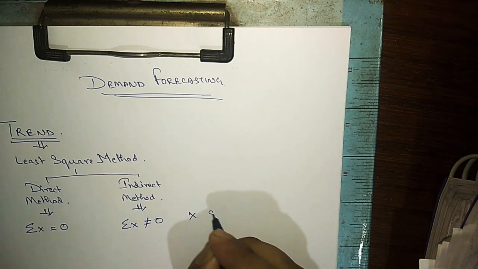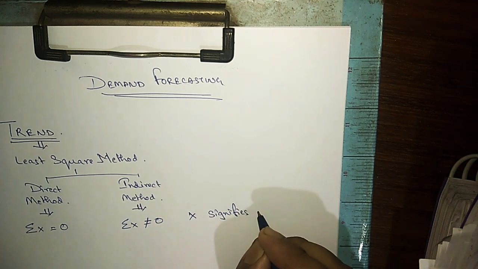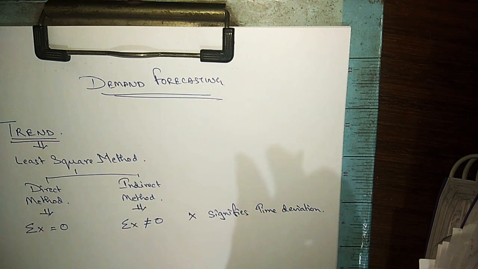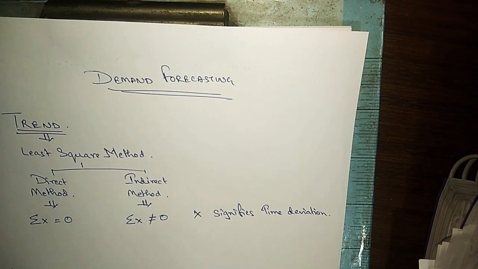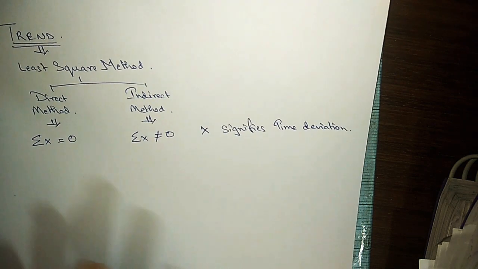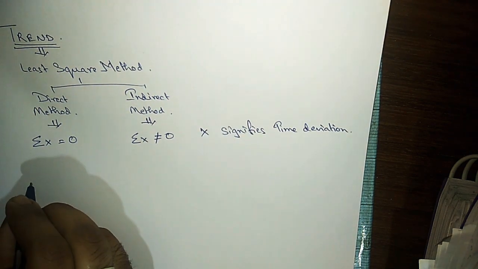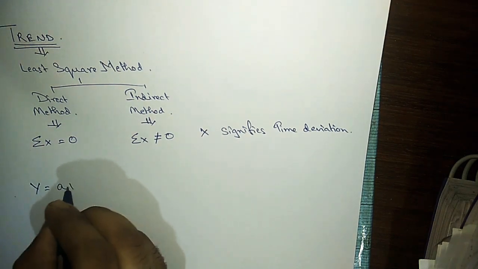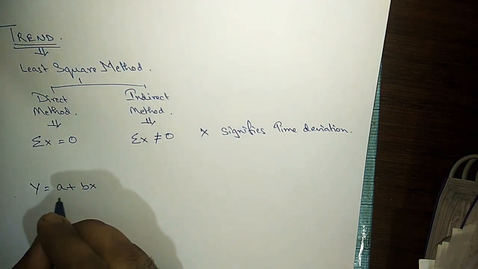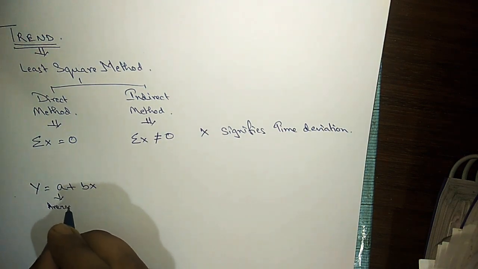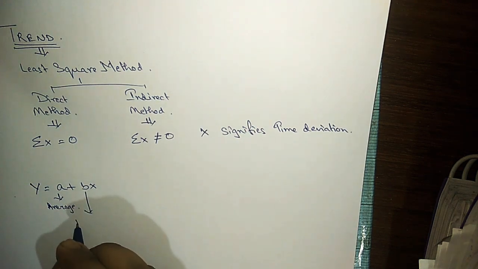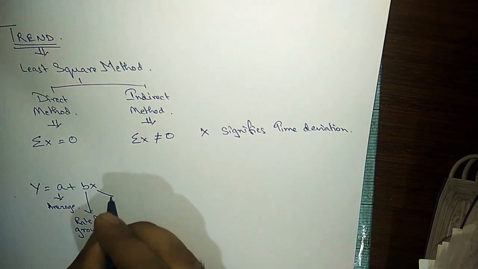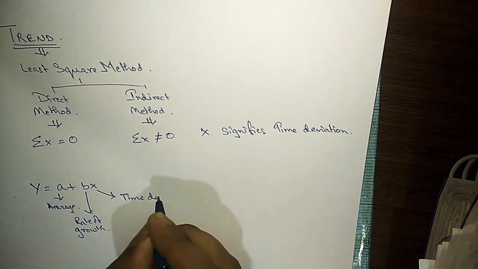Here x signifies time deviation. Now the trend is signified by the term y, and the formula goes like this: y equals a plus bx, where a stands for average, b stands for rate of growth, and x stands for, as I said, time deviation.